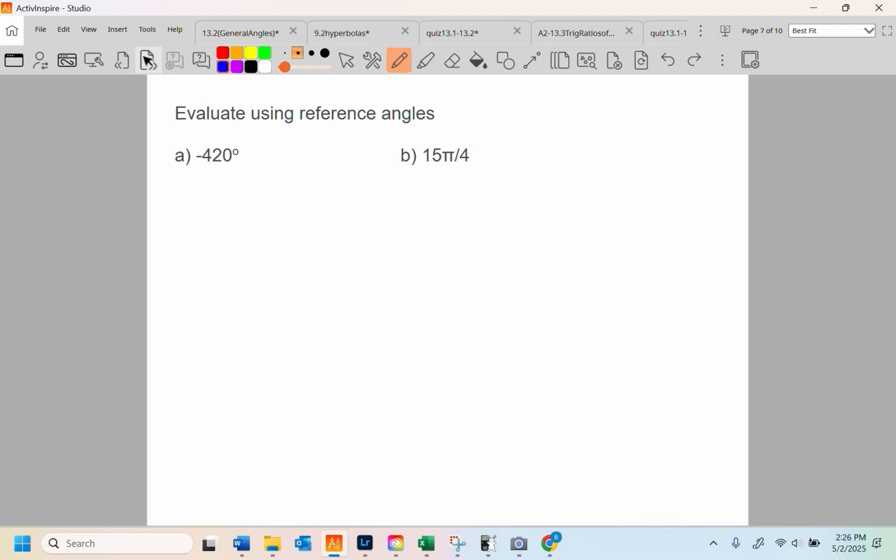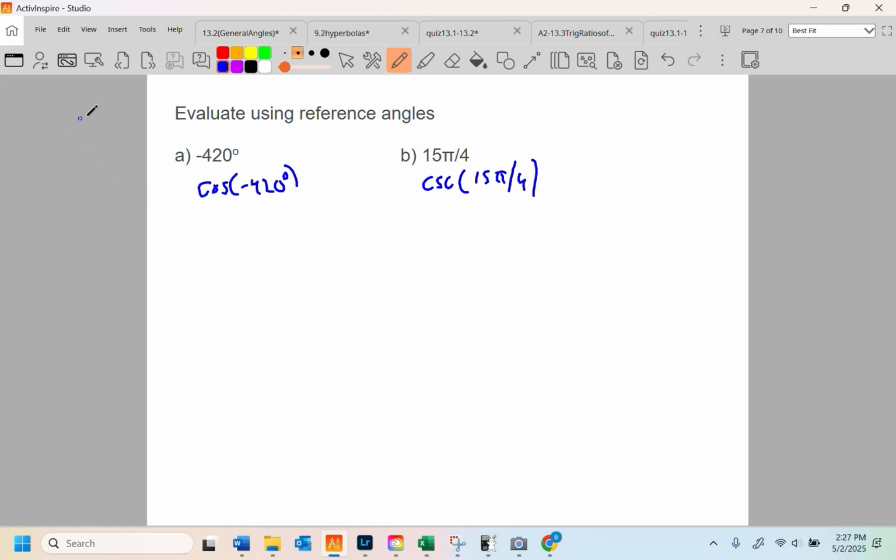And here we have evaluate using reference angles. Let's make this the cosine of -420 degrees. And let's make this the cosecant of 15 pi over 4. You've got to have a trig function to evaluate. It was probably originally saying evaluate the 6 trig ratios.